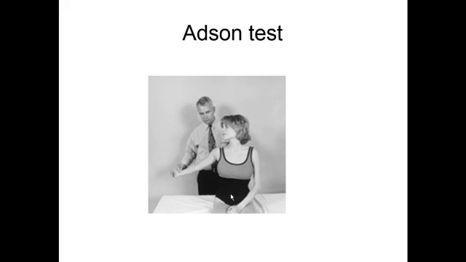Valsalva we've gone through before. It's no different than it was for the lumbar spine. And then this is the Adson test. We'll introduce this here, and then we'll be doing this again with the shoulder. This is going to test if we have impingement of the blood vessels and nerves that are coming out from the cervical spine, going through the neck area and up into the upper extremity.